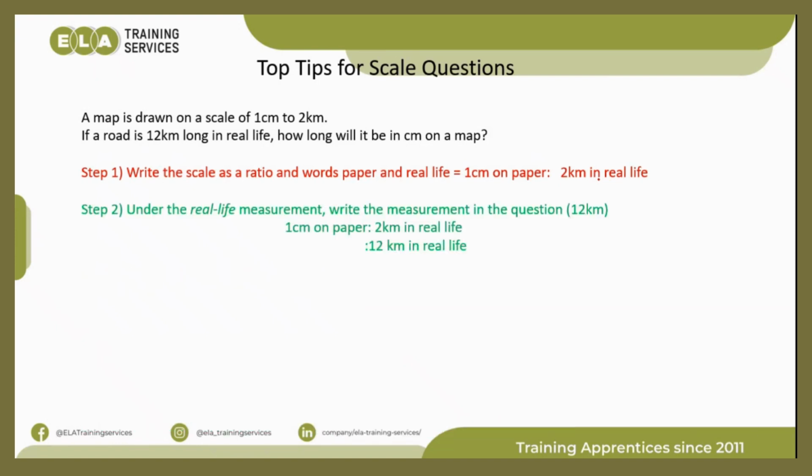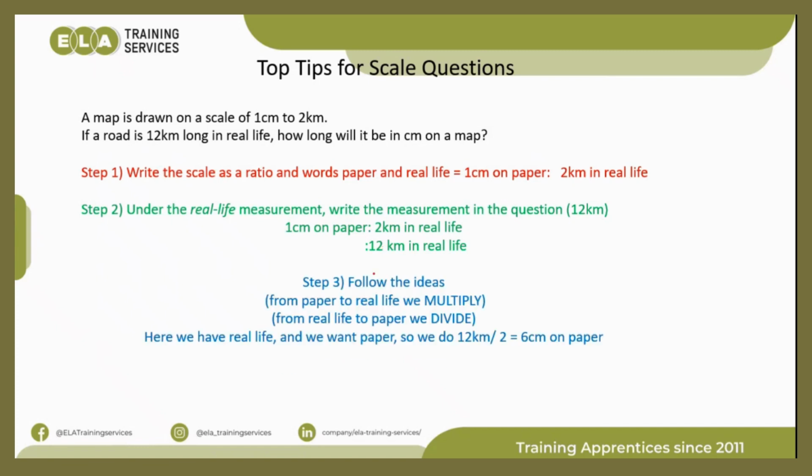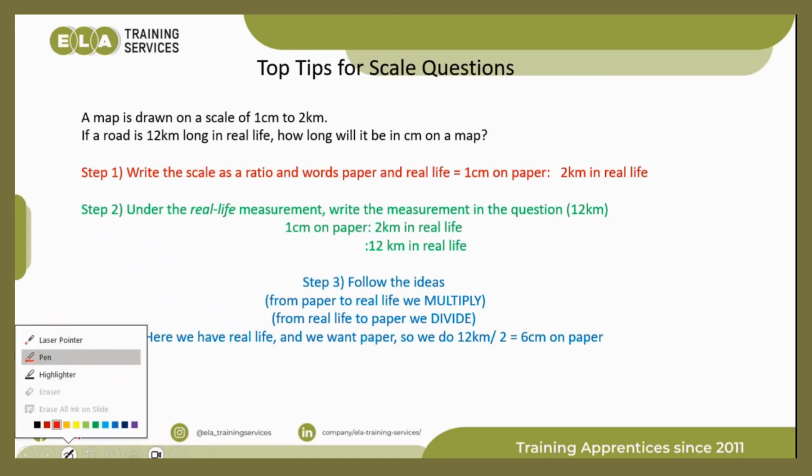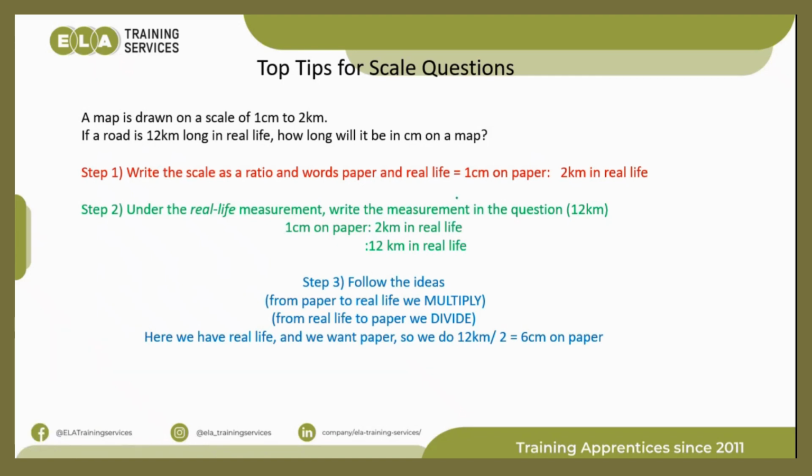Our second step is, under the real life measurement, write the measurement in the question. Because we've got kilometres here and kilometres in our question, our 12 is going to go underneath our 2. And then our top tip for scale questions is this: from paper to real life, we multiply, and from real life to paper, we divide. So because here we've got real life and we want paper, we do 12 divided by 2, which gives us 6 centimetres on paper.